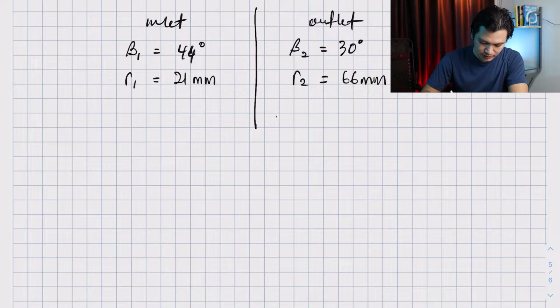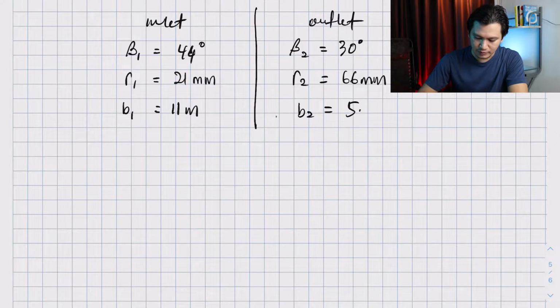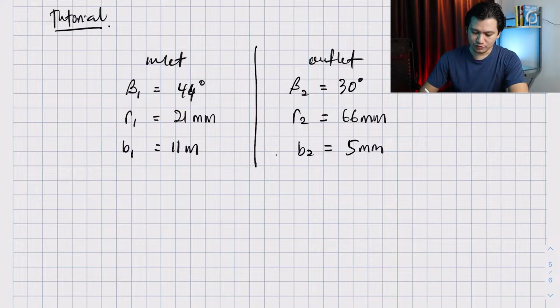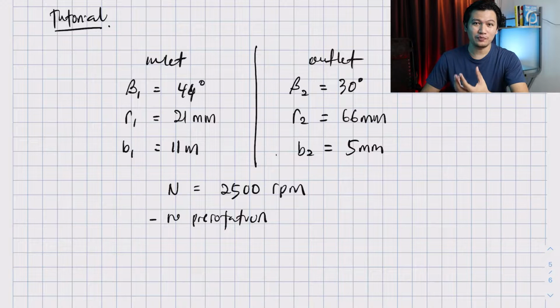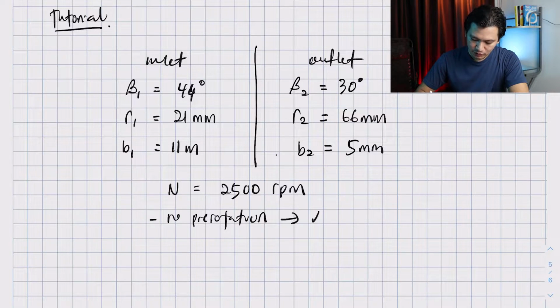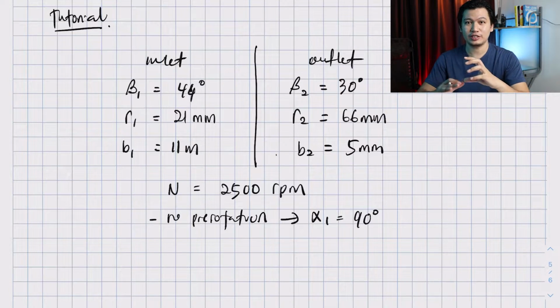Next, what you have is the blade thickness at inlet is 11 millimeter and the blade thickness at outlet is 5 millimeter. And additional information that you have is that the rotational velocity is 2500 revolutions per minute, and you also have a condition that is called no pre-rotation. Now the meaning of no pre-rotation is that at inlet the absolute flow angle is 90 degrees. Okay, and you will see this when we draw the velocity triangle later.